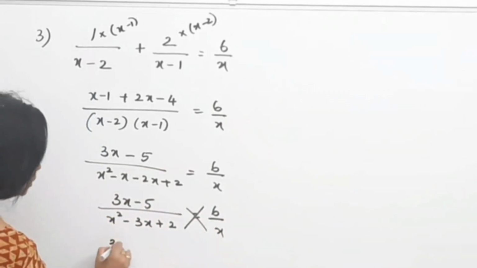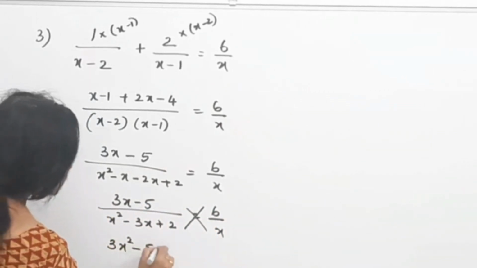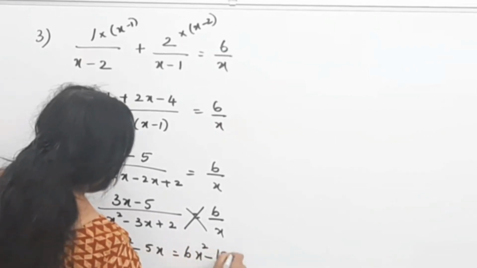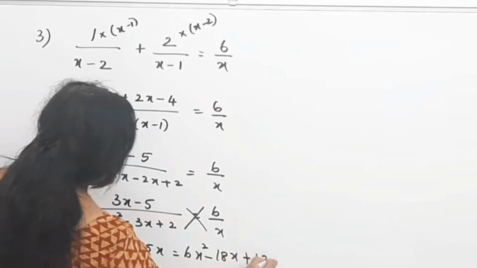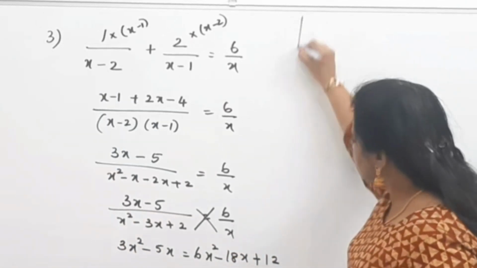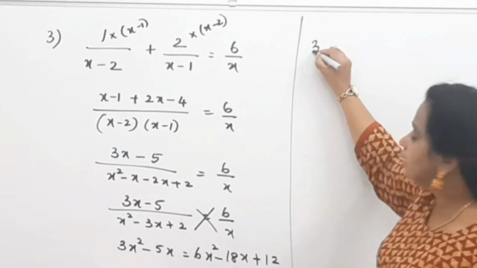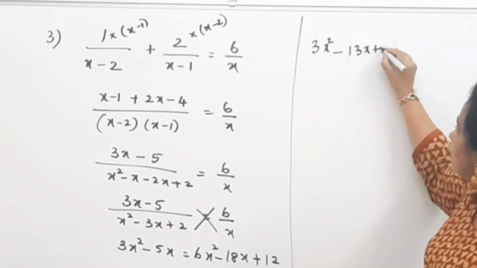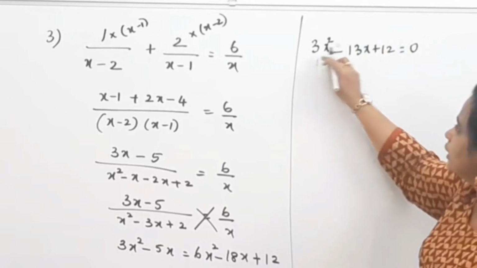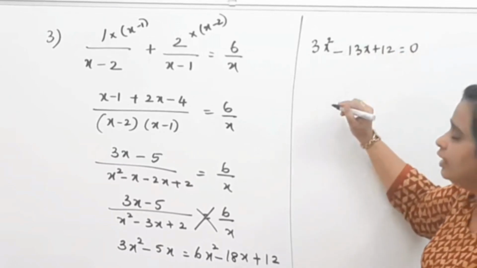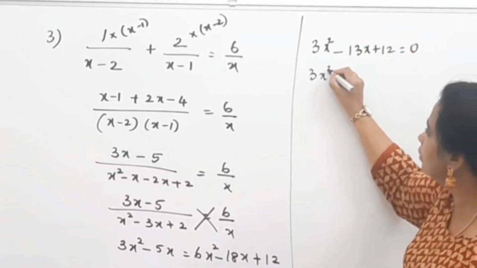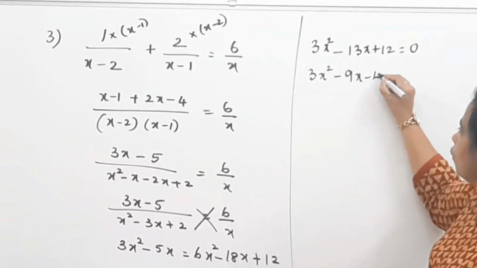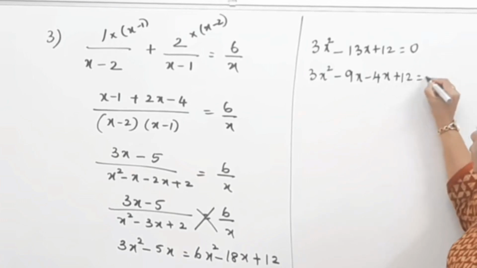Now cross multiplication, 3x squared minus 5x is equal to 6x squared minus 18x plus 6 2s are 12. So children, on simplification, I get the equation 3x squared minus 13x plus 12 is equal to 0. 9 4s are 36. So I split the term 3x squared minus 9x minus 4x plus 12 is equal to 0.